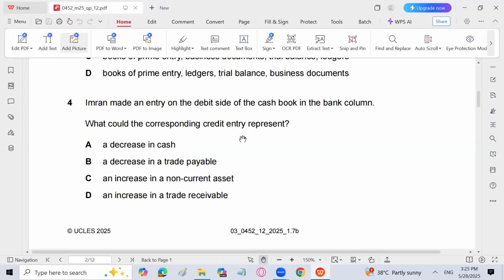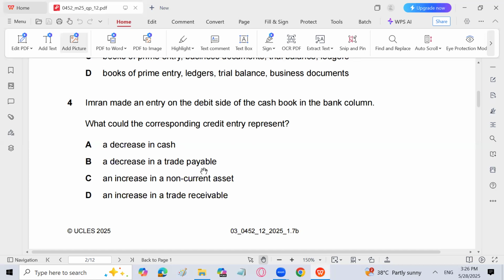Corresponding credit entry represents what should be the entry on the credit side. That is what it is asking. So Imran made an entry on the debit side of the cash book in the bank column. So bank is debit and cash is credit, right? Cash is credit is fine. That is the cash paid into bank.